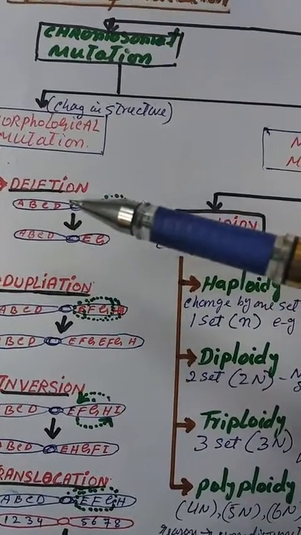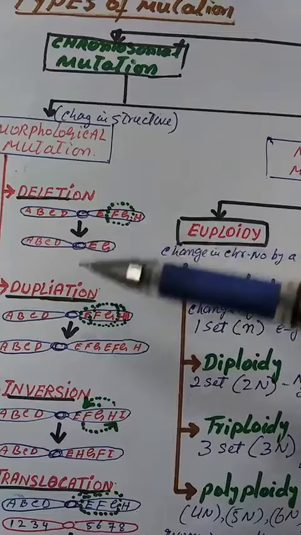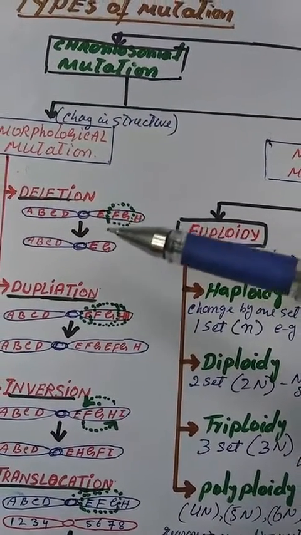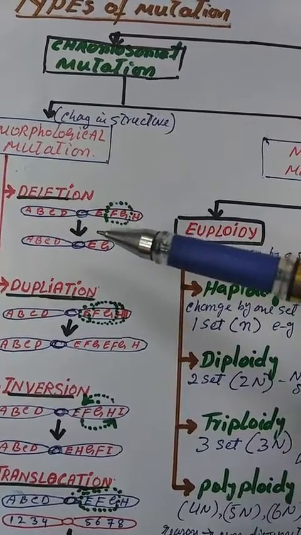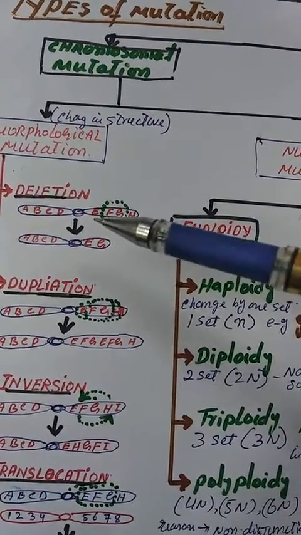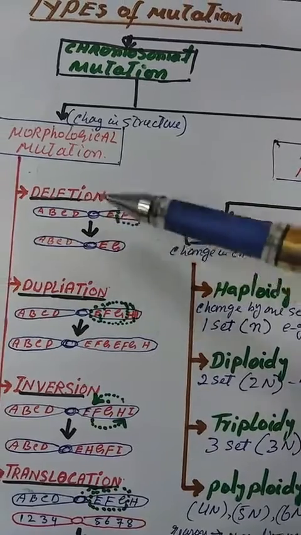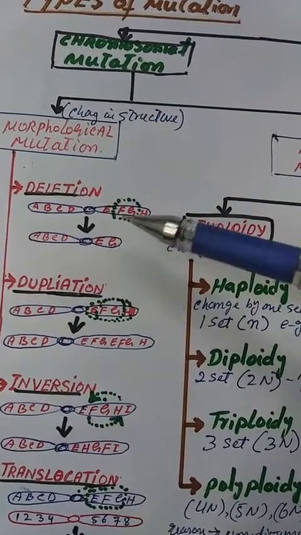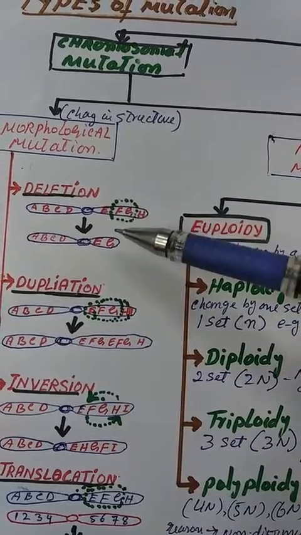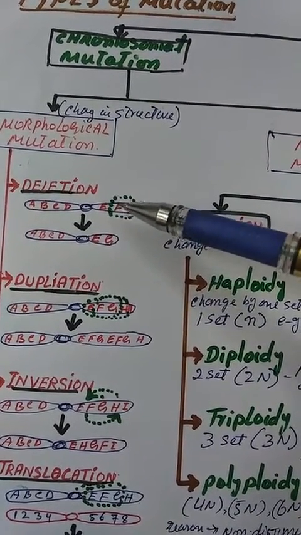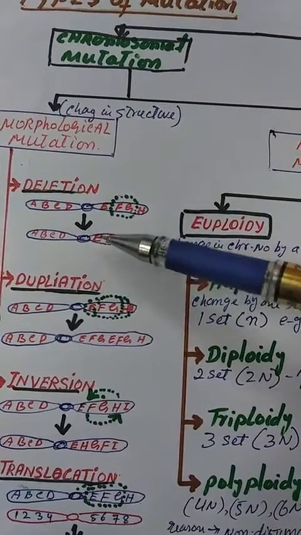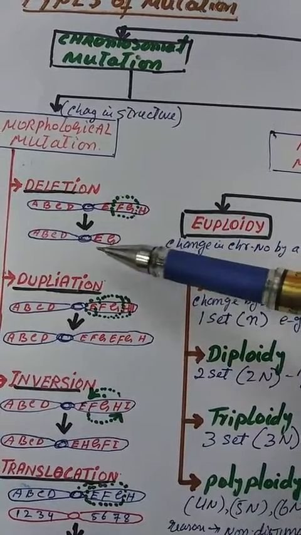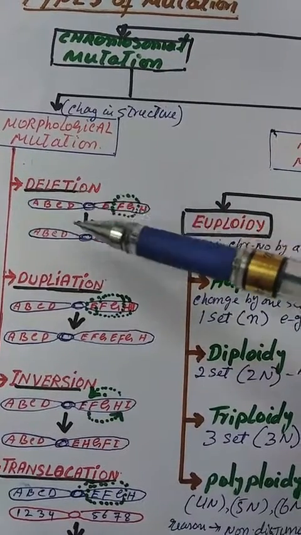Now, as far as deletion is concerned, here a loss of a segment of the chromosome is caused, initially by a double break in the chromosome, followed by a reunion of the segment. For example, in this case, the segment FG is lost, and in the resulting chromosome, the FG part is missing. This is the example of deletion.